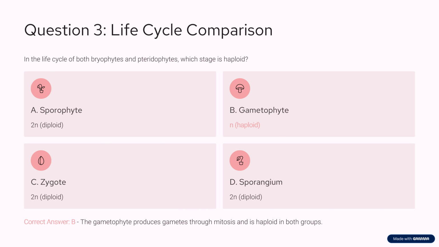Question 3. Life cycle comparison. In the life cycle of both bryophytes and pteridophytes, which stage is haploid? A. Sporophyte, 2n diploid. B. Gametophyte, n haploid. C. Zygote, 2n diploid. D. Sporangium, 2n diploid. So the correct answer is option B, gametophyte, haploid. The gametophyte produces gametes through mitosis and is haploid in both groups.